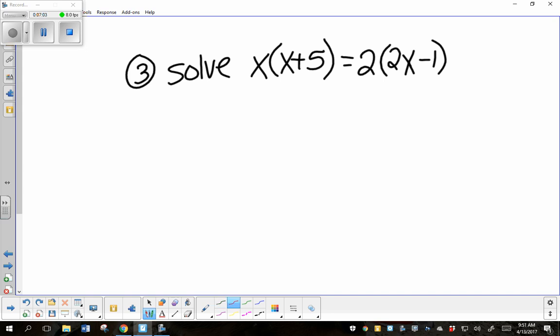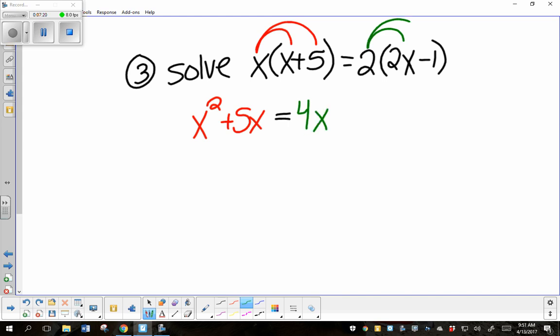So let's see. Here we've got x times x, x squared. And we've got x times 5, 5x. And then on our other side, let's see, what's 2 times 2x? 4x. And 2 times negative 1? Minus 2. All right, so we've got it a little bit simplified.